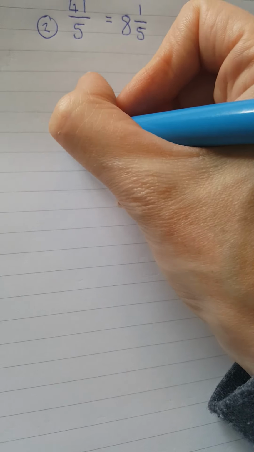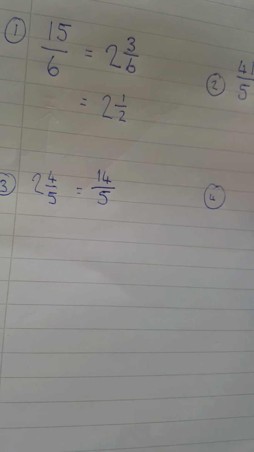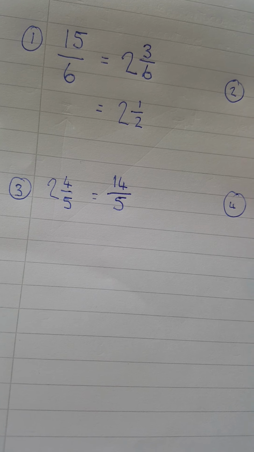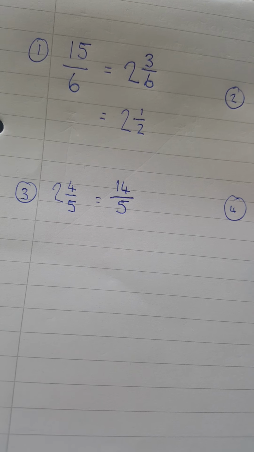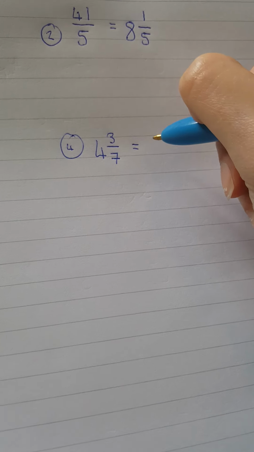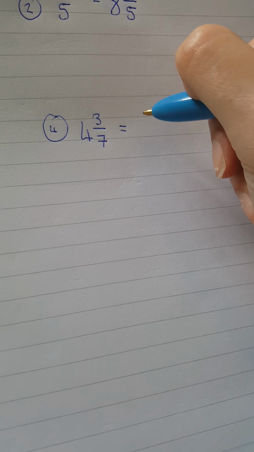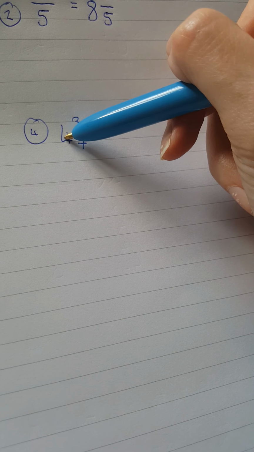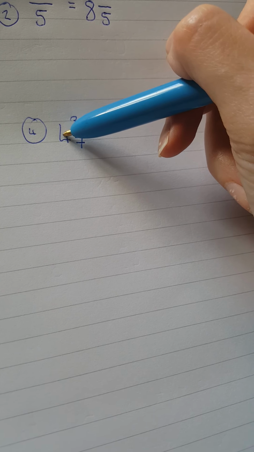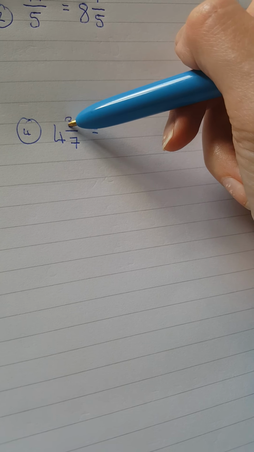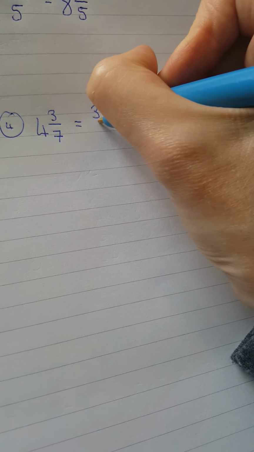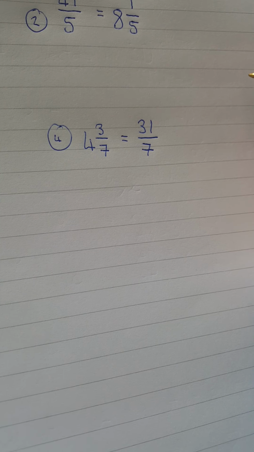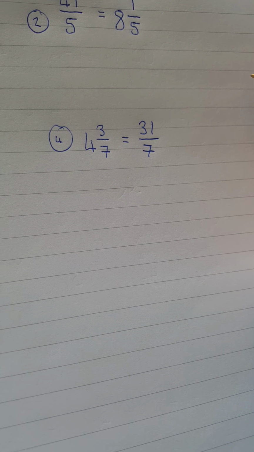Right, another one, example 4. Let's do something like a bigger one, 4 3/7. Now it really helps if we know our times tables here, folks. So if I do 4 3/7, I've got to do 7 times 4. That gives us 28, and we add on the 3 here, which gives us 31. So that would be 31 over 7 when we change it to an improper fraction.